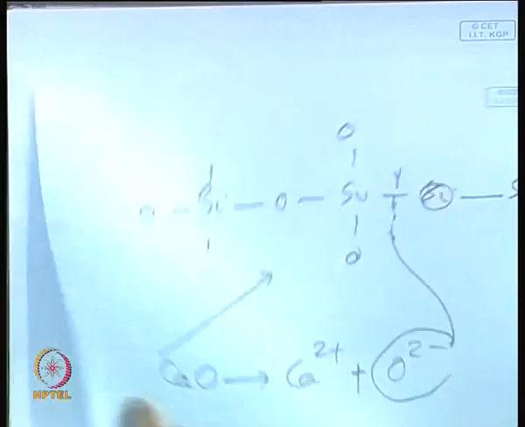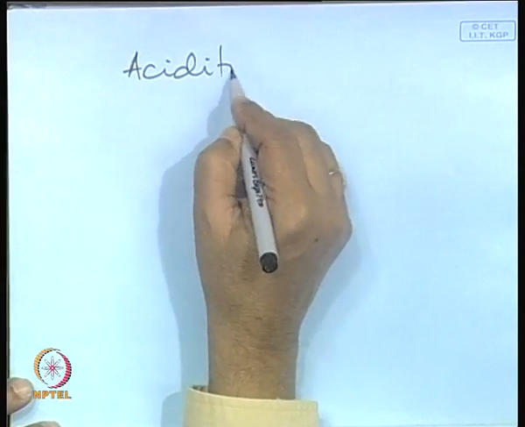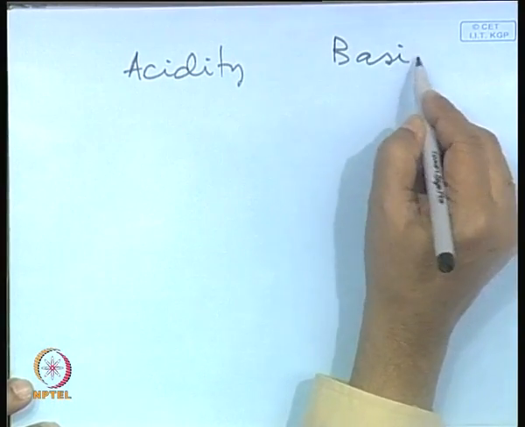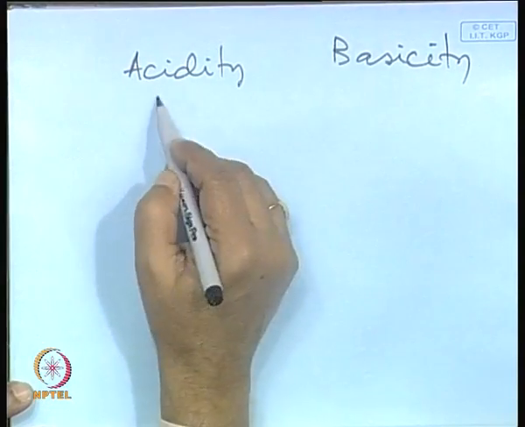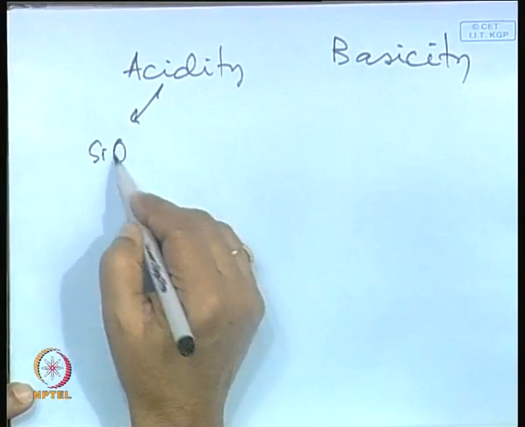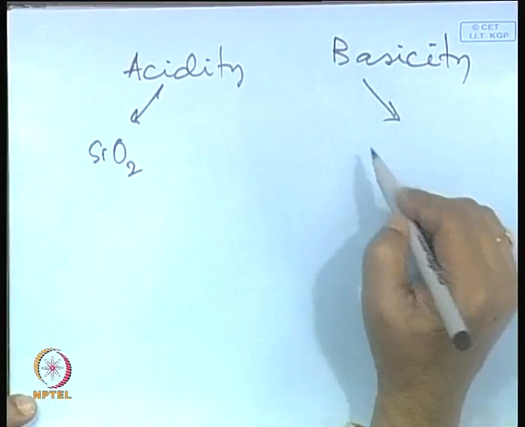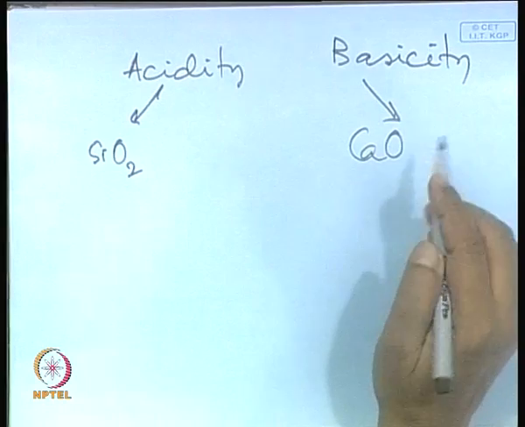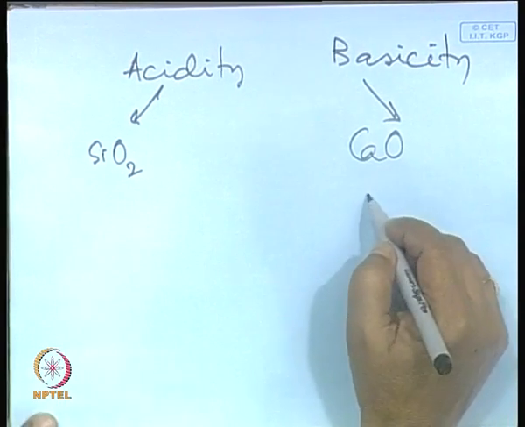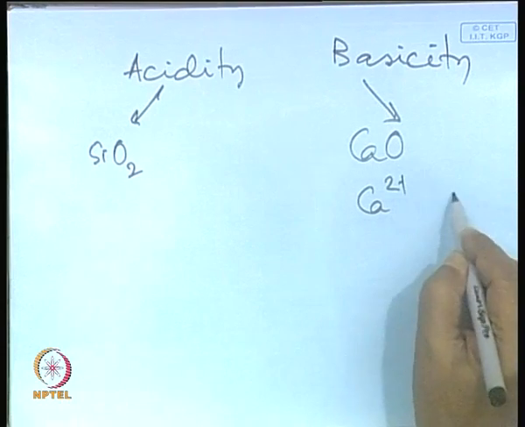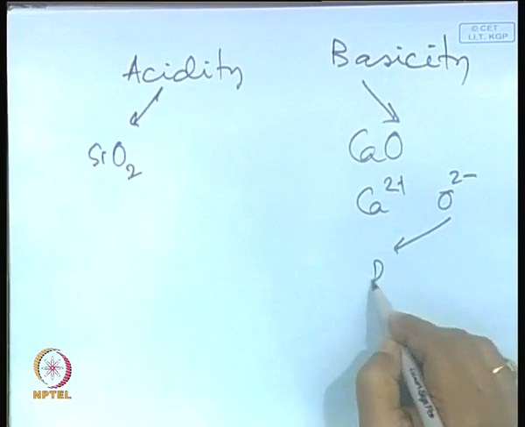Now, a lot of work has been done on the structure of silicates, and it is a very vast subject, I do not want to go into that, but you should understand that there is a concept of acidity and basicity in slags. Acid slags are where silica is on the higher side, basic slags are where calcium oxide is on the higher side. Why is this a base? This is called a base because it donates oxygen ion.